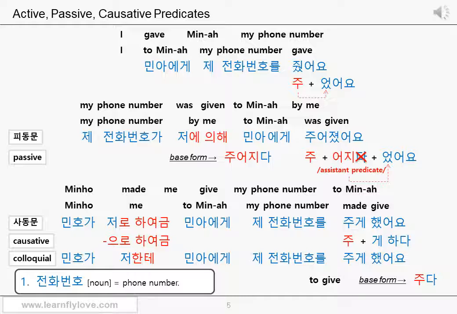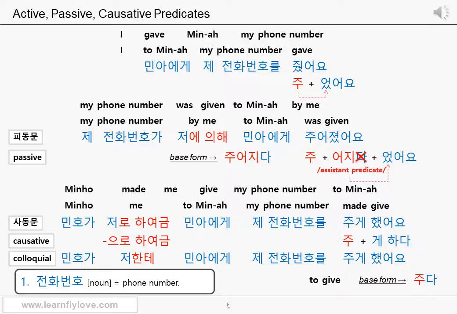민호가 저한테 주게 했어요. 민호가 저에게 주게 했어요. Which means 민호 made me give, and 미나에게 전화번호를, which means my phone number to Mina. In other words, we can automatically know that 민호가 저한테 or 민호가 저에게 links to 주게 했어요 as a set. And this first 한테 or 에게 indicates someone who is made to give something by the subject 민호.